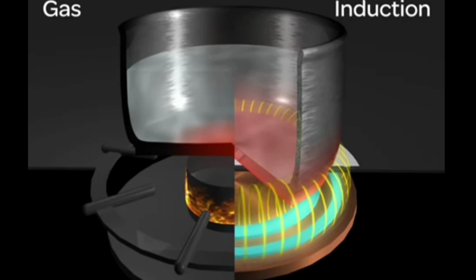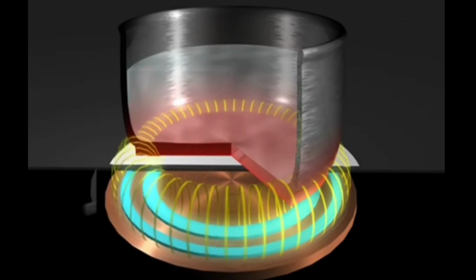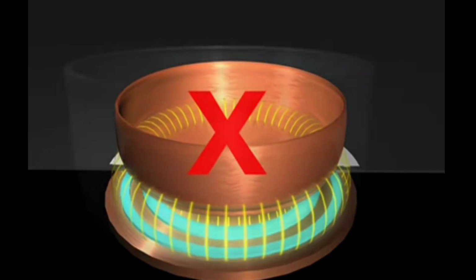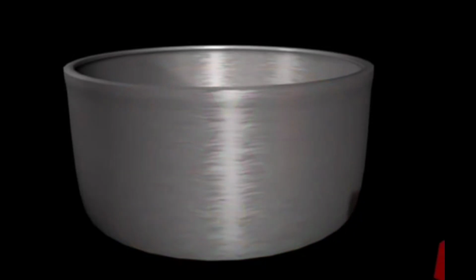The drawback is that only pans made from iron will work with an induction stove. Pans made solely of copper or aluminium conduct electricity too well to generate significant heat. Cast iron, stainless steel, and pans made with layers of stainless steel all work. As a rule of thumb, if a magnet will stick to it, you're good to go.